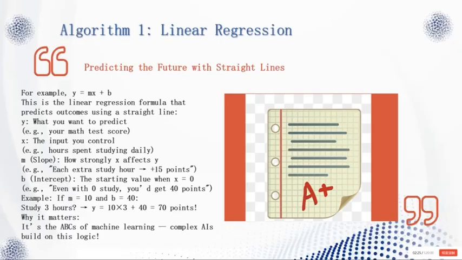X means the input you control, and m, which is slope, means how strongly x affects y. And b means the starting value when x equals 0. For example, even with 0 study, you would get 40 points. Let's make an example. If m equals 10 and b equals 40, if you study 3 hours, then y equals 70 points.